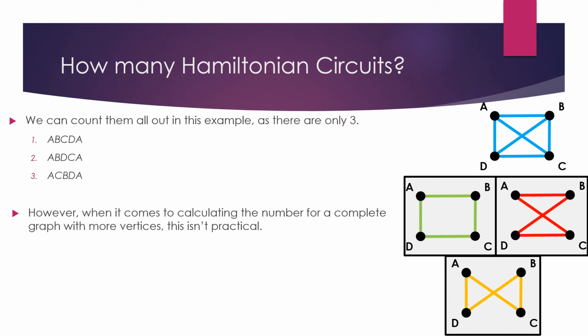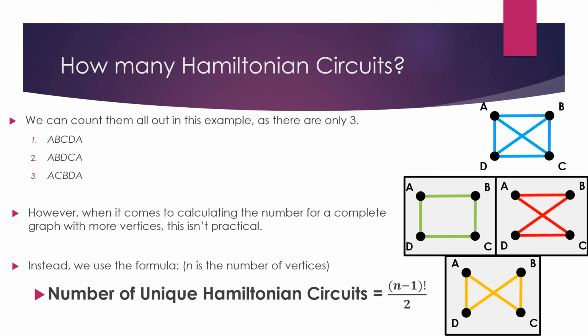But the problem is if I was to give you a more complicated complete graph, one with more vertices, well, then this becomes completely impractical. And instead, we really just want to know the number, so we can use a formula where n is the number of vertices. And that is the number of unique Hamiltonian circuits, or cycles, that's another word for it, is n minus 1 factorial over 2.